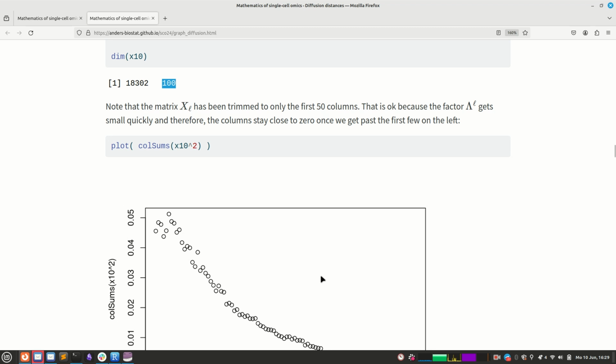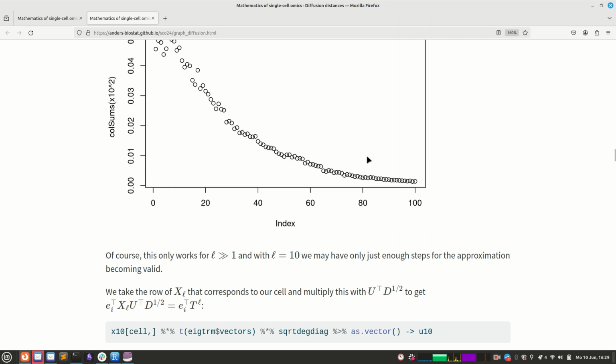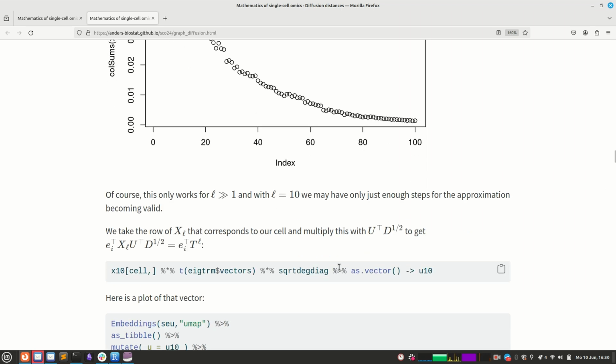And as you can see, these columns go down in weight quite quickly, and the 100th column is much smaller in its total norm. So this is, in a way, the squared norm of the columns than the initial column. And that's why we hope that it's okay to omit the remaining 17,000 columns which come here to the right. So to see whether this really has worked, I now multiply the remaining part, which I was still missing, the transpose of the eigenvectors, and again this degree matrix, and get my new matrix U10.